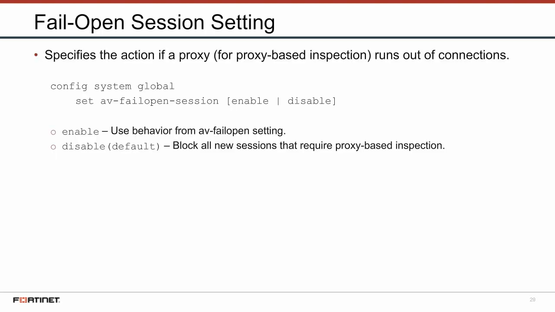Another undesirable state for a FortiGate is the Fail-Open session mode. This mode kicks in not during a high memory situation, but when a proxy on the FortiGate runs out of available sockets to process more proxy-based inspected traffic. If AV-Fail-Open-Session is enabled, FortiGate will act according to the AV-Fail-Open setting. Otherwise, by default, it will block new sessions that require proxy-based inspection until new sockets become available.